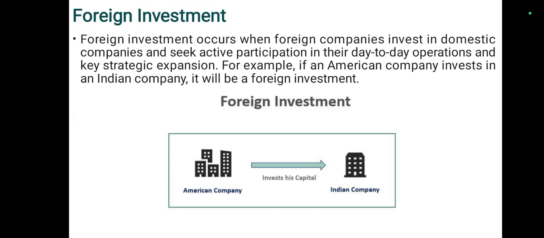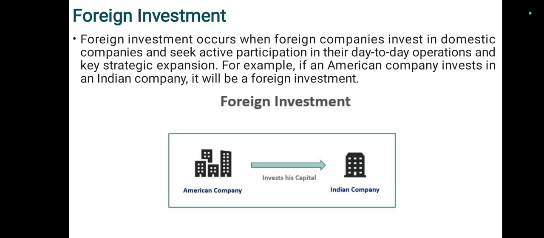So next is foreign investment. Foreign investment is when foreign countries, for example USA or Russia or UK or Japan, or some other country, invest their money in our country. It is called foreign investment. Or as an Indian investor, if I invest in the US or some other country, it is called foreign investment. It might be in purchasing a stock or building a company, or anything.